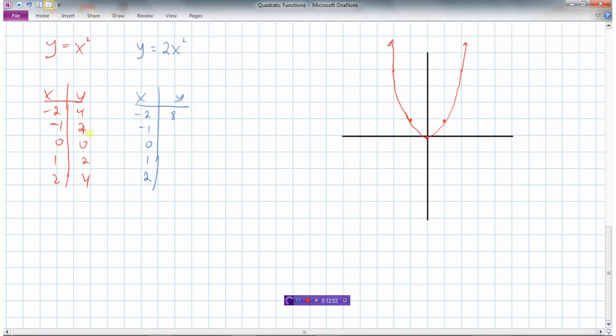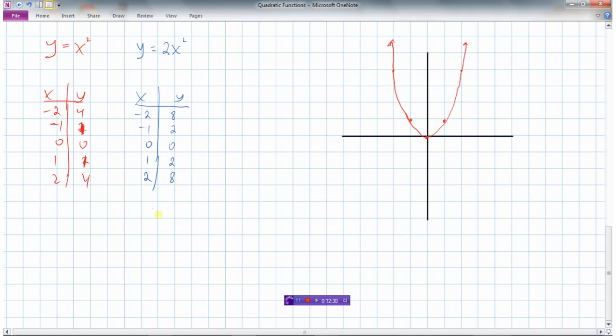My mistake here. 1 squared is 1. I drew the graph properly, but didn't have the table of values properly there. So negative 1 squared is 1, but 1 times 2 would be 2. And if I put 0 here and I square it, I times it by 2, I still have 0. If I put 1 in here, square to get 1, 1 times 2 is 2. And if I put 2 in here, 2 squared is 4, 4 times 2 is 8.